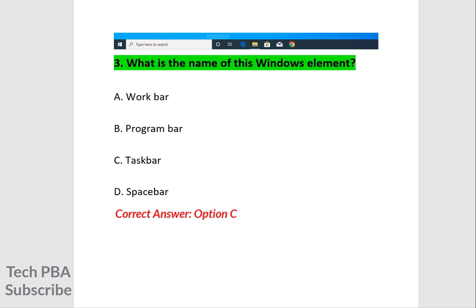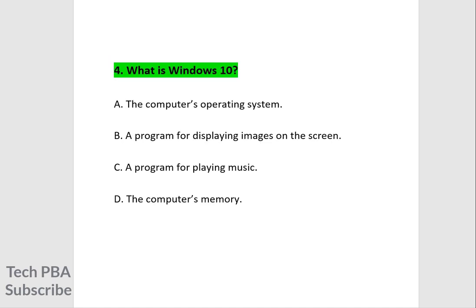So let's move on to question number four. It asks, what is Windows 10? And the answer in the options available is the computer's operating system. So the answer is option A, the computer's operating system. Windows 10 is an operating system by Microsoft. So it's option A.